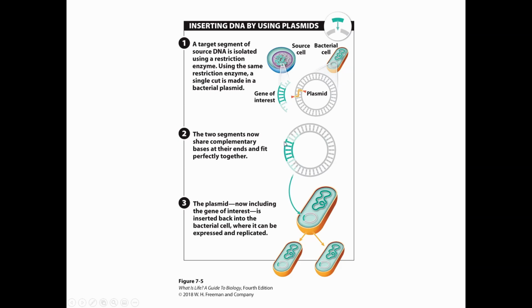And then this is as simple as just heating up the bacteria we want this plasmid to enter into, put it back into a bacterial cell, and now it's going to use that gene. It's not going to know that that gene is foreign. It's just going to see it and go, oh, I'm supposed to use this, and start using that gene.